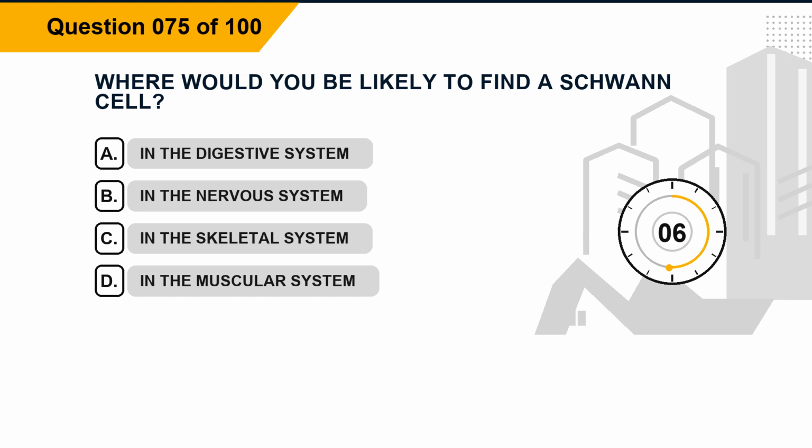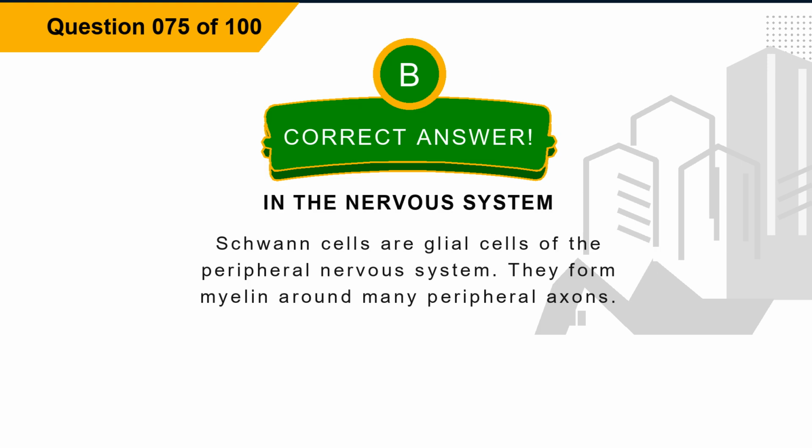Option B, in the nervous system. Option C, in the skeletal system. Option D, in the muscular system. The correct answer is option B, in the nervous system. Explanation. Schwann cells are glial cells of the peripheral nervous system. They form myelin around many peripheral axons.